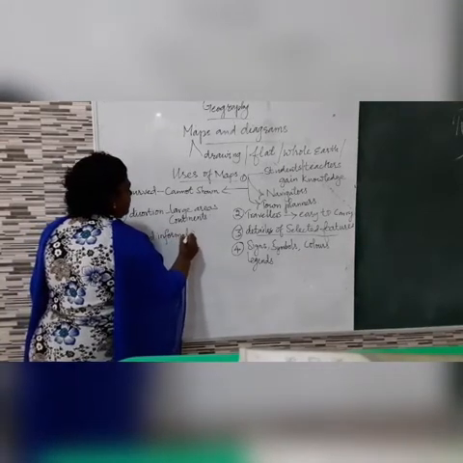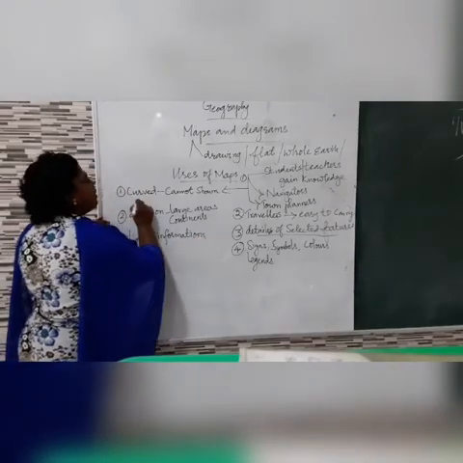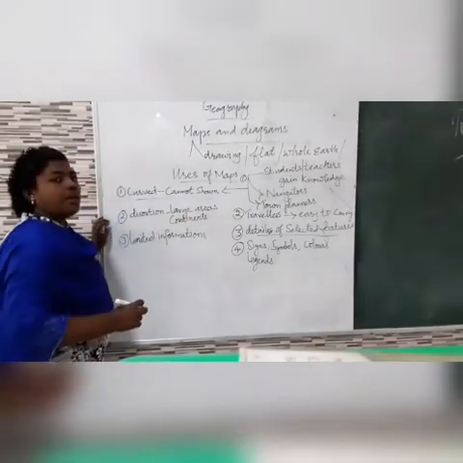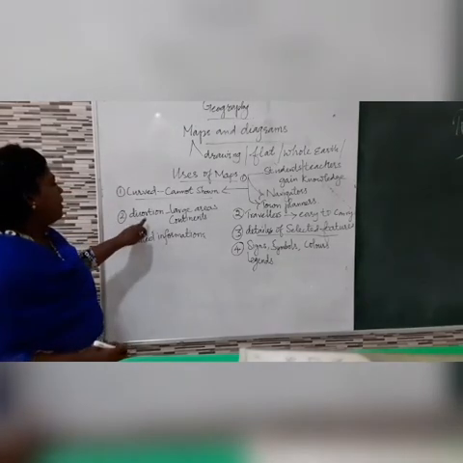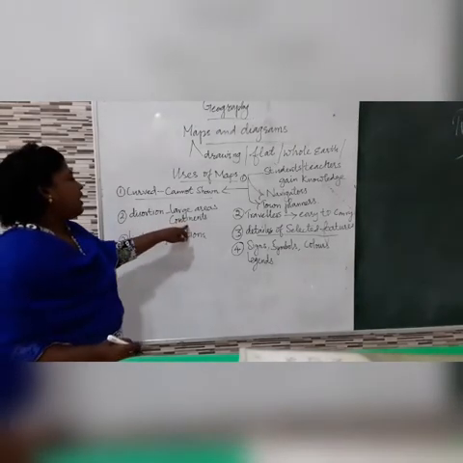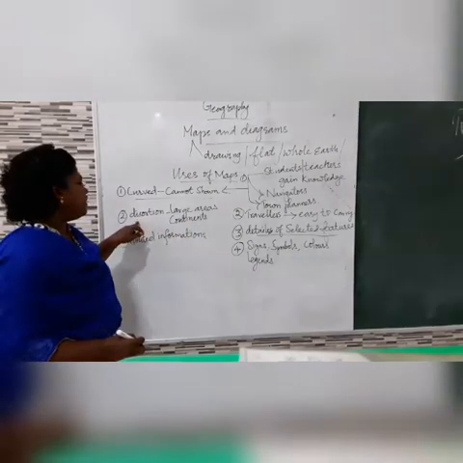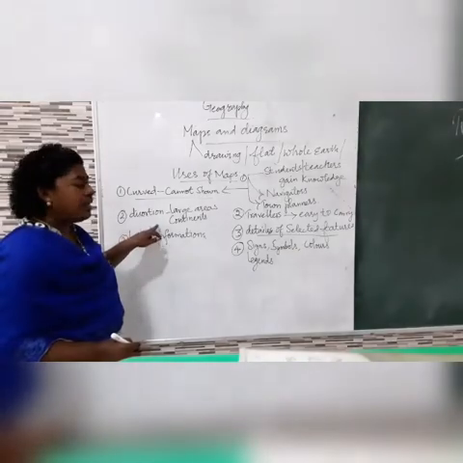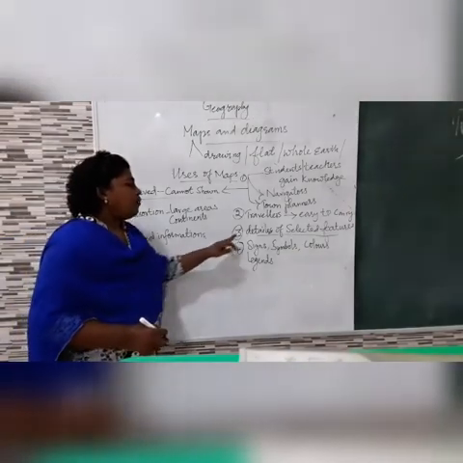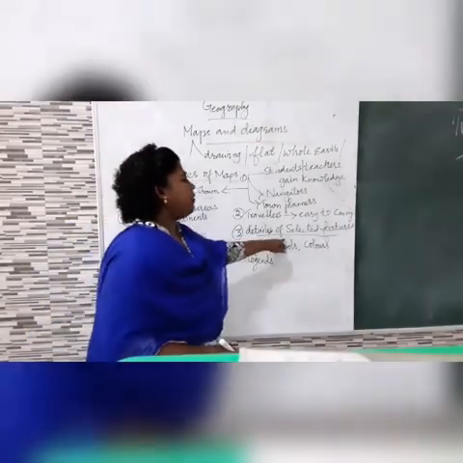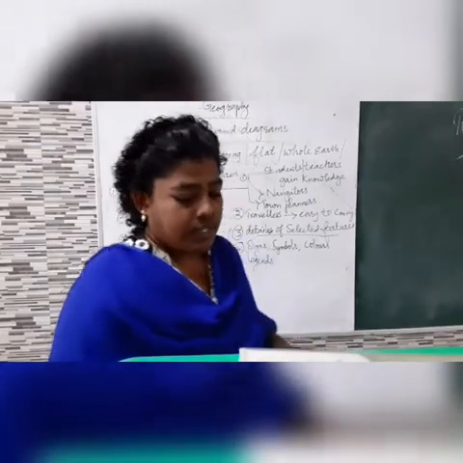Did you understand, children? What are the disadvantages of the map? First one, the curved region cannot be shown on the map because maps are drawn on a flat surface. Second one, the large areas like countries and continents show distortion in size. It is not clear. And the third one is limited information. Why? Because it gives only details of selected features. Did you understand, children? Yes.